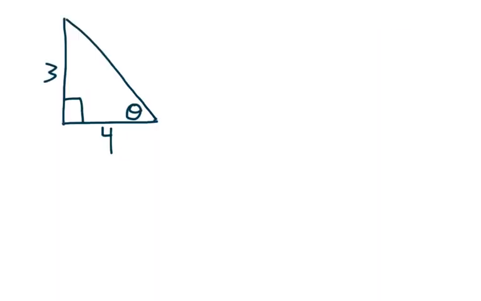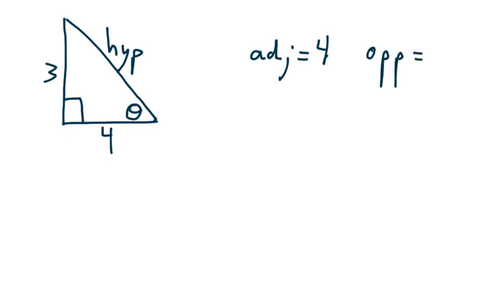Good, good. Okay, so again, we have to get the length of the hypotenuse. So just to make it a little bit easier, let me call this hypotenuse. Now, since this is theta, we actually have the adjacent side, the length of it is 4, and the opposite side is 3. So we're going to get all the trig functions now, okay?